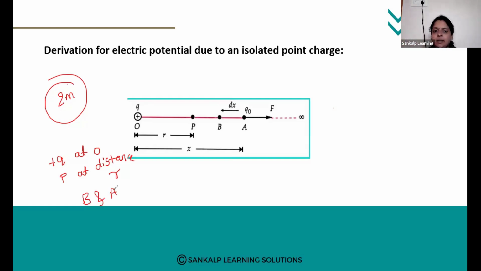So B and A, what is visible there? The BA is at a distance of dx. So the point B and A is at a distance of dx. Again, what you are able to see in the figure here, students, is from O to A. So completely from O to A, you can see it below. The O to A distance is at x. So here the OA distance is given by x. Then after that you are able to see one charge, that is Q naught. Right, so these all points you are able to see.